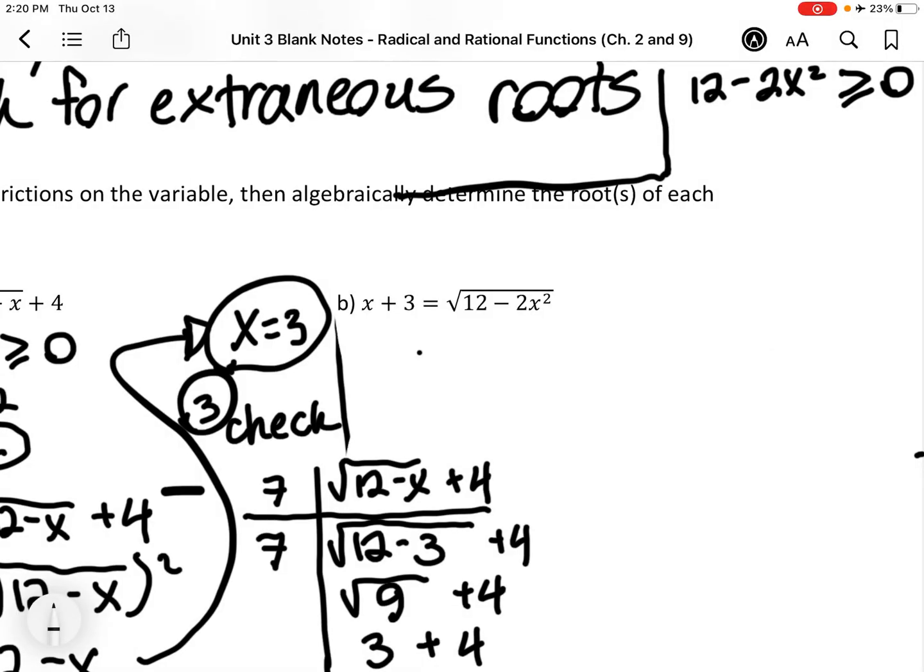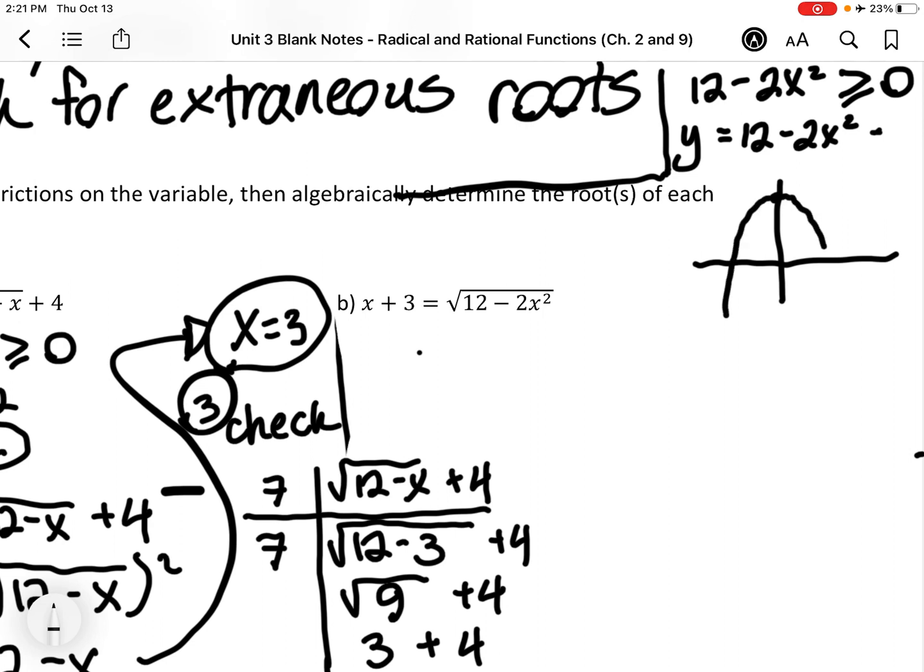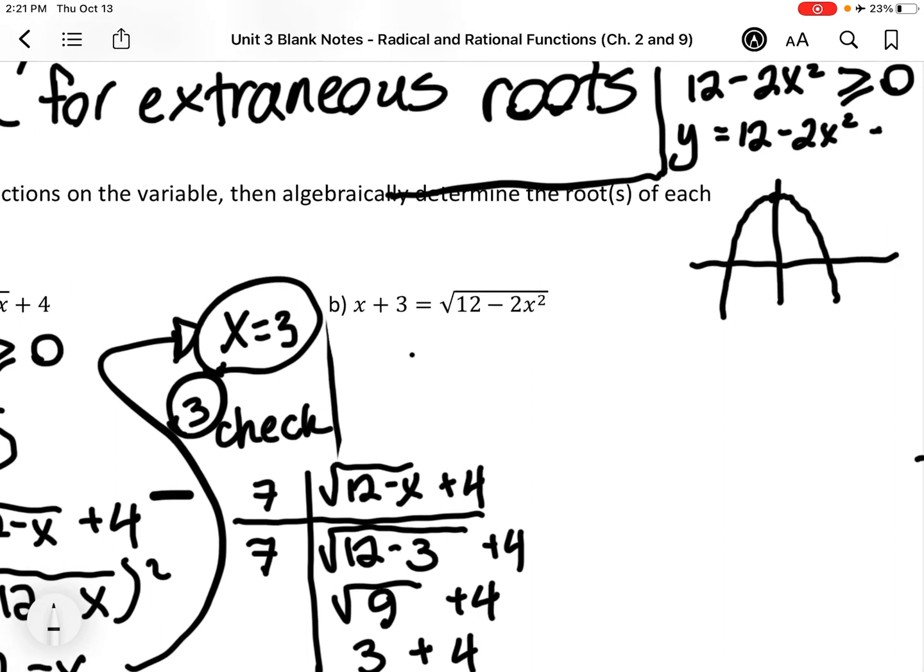So to figure out, this is actually a quadratic inequality. To figure out where the values of x will work, almost think about what it would look like if you were to graph this. If you were to graph y equals 12 minus 2x squared, then it's a parabola. The y-intercept is 12, and it opens down. So essentially, where's that larger than 0? It's between these 2 points.